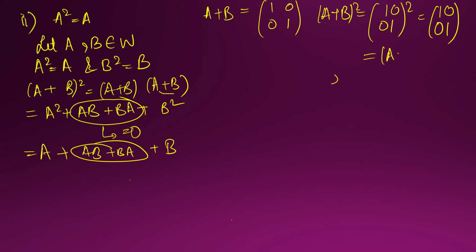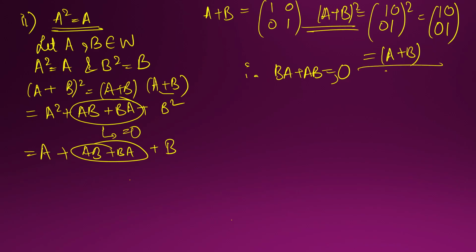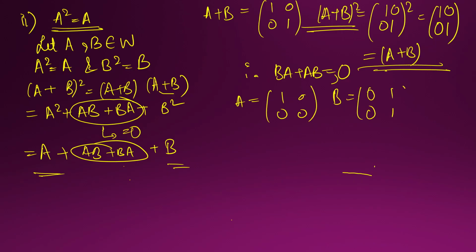This will be equal to your A plus B by this formula. Therefore, your BA plus AB will be equal to 0 if your A plus B whole square is equal to your A plus B. So this part will be equal to 0. But let's see, when we take A as 1 0 0 0 and B as 0 0 1 1, what is A plus B whole square? It will be equal to 1.